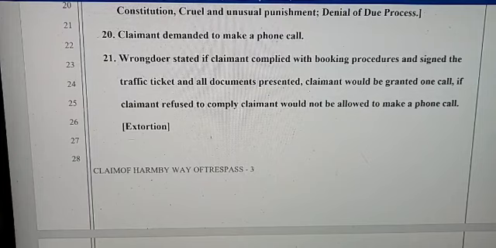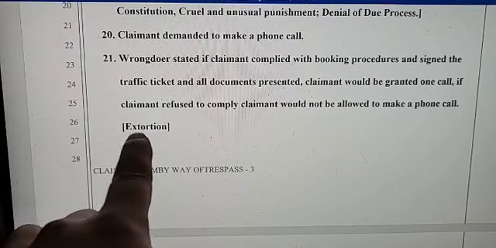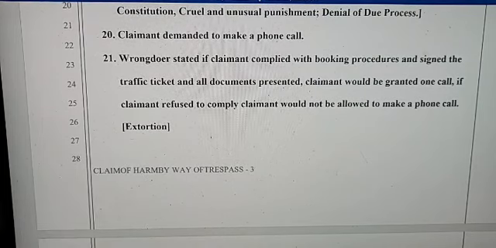Wrongdoer stated if claimant complied with booking procedures and signed the traffic ticket and all documents presented, claimant would be granted 1 call. If claimant refused to comply, claimant would not be allowed to make a phone call. This is what the wrongdoer conveyed to the claimant. And the wrongdoer, while doing this, is actually engaging in what we call extortion.